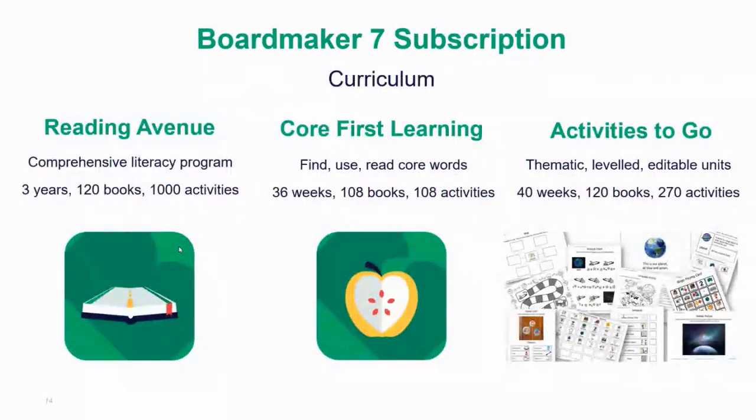You're also going to have ready-made curricula, which I know so many of you are currently using in your Boardmaker Online subscription. This will carry on with Boardmaker 7 subscription. So Reading Avenue, which is a comprehensive literacy program that gives over 3 years of instruction with 120 books and over 1,000 activities, as well as Core First Learning, which helps learners find, use, and read core words. This is over 36 weeks of learning with 108 books and 108 activities.